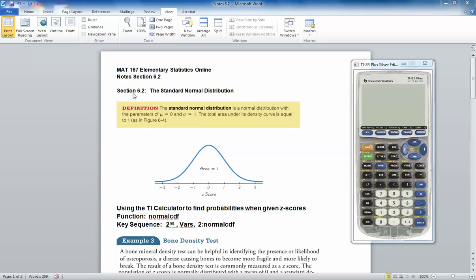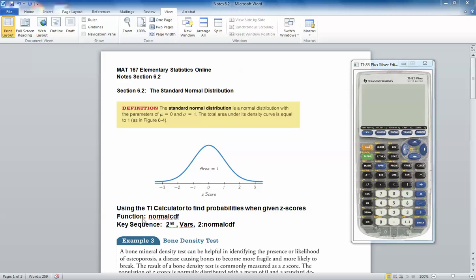Alright, Section 6.2 is something called the standard normal distribution. We found z-scores already, and we've already defined standard normal. But it is a normal distribution with the parameters mean equal to 0, standard deviation of 1, and the total area under the curve is equal to 1. So what we'd like to be able to do is to find areas, which are also probabilities, that correspond to z-scores and areas under the curve. We're going to use the TI calculator to find probabilities or areas under the curve when given z-scores.